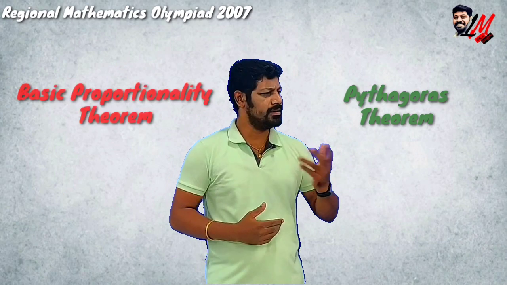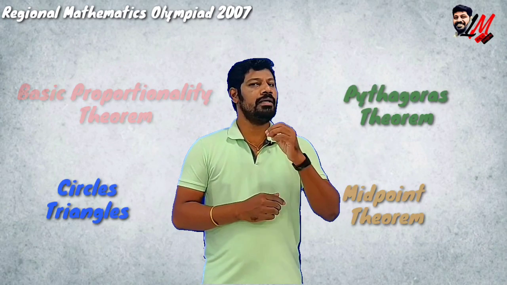Because if you have the word geometry, we immediately recall so many different theorems and concepts like Pythagoras theorem, basic proportionality theorem, midpoint theorem, circles, triangles, etc. But in 9th class, there was a very innocent and simple concept, and we have only 4 to 5 different problems on that one. Later on, we used to forget about that one. We used to just neglect it.